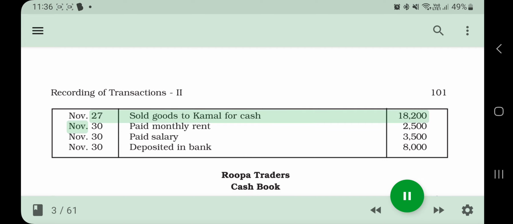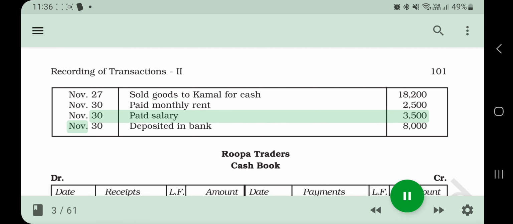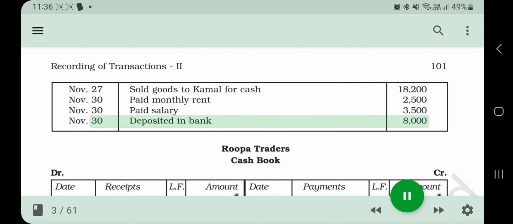November 27: sold goods to Kamal for cash 18,200. November 30: paid monthly rent 2,500. November 30: paid salary 3,500. November 30: deposited in bank 8,000.